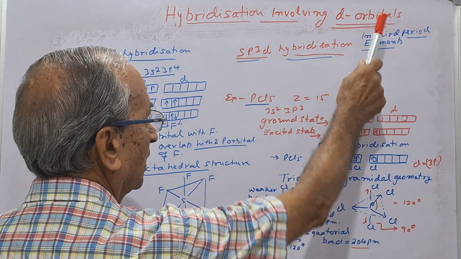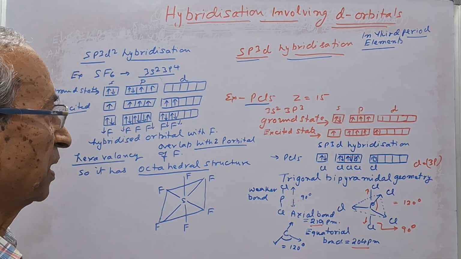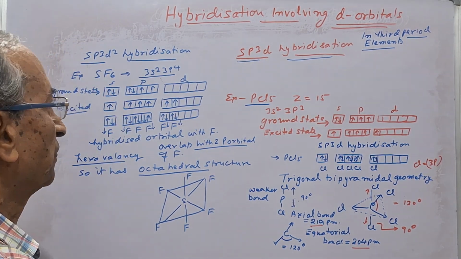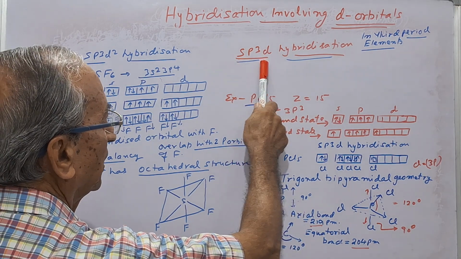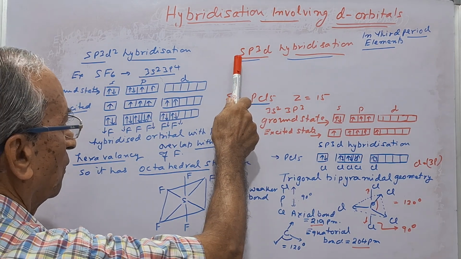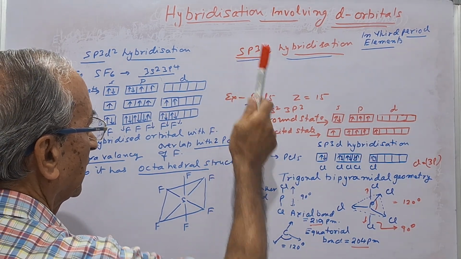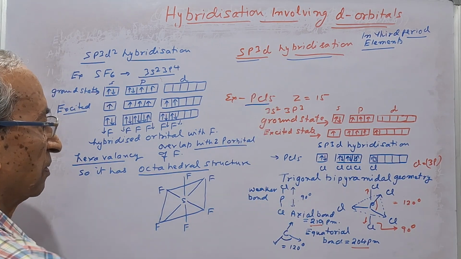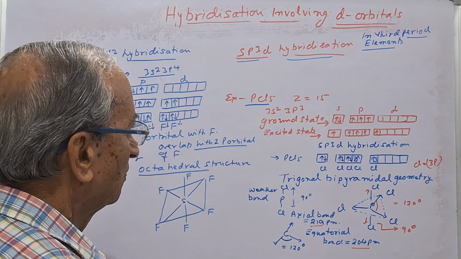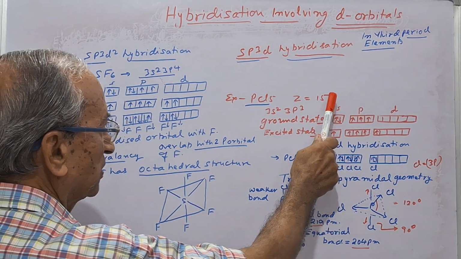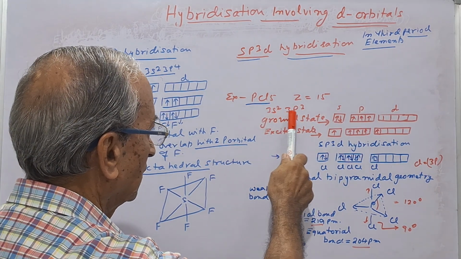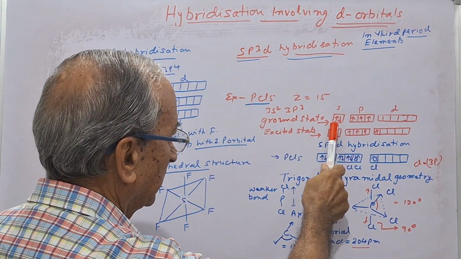Now, this d orbital hybridization can be explained very easily by taking the example of sp3d hybridization, that is one s electron, p3 electrons and the d electron. If we take the example of PCl5, phosphorus has atomic number 15 and configuration 3s2, 3p3, that is 3s, 3p.